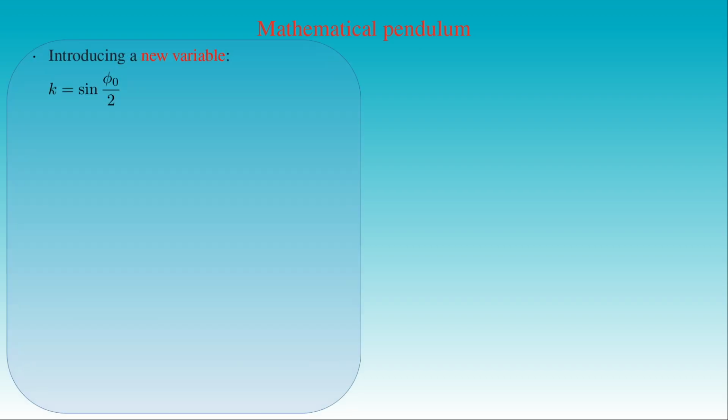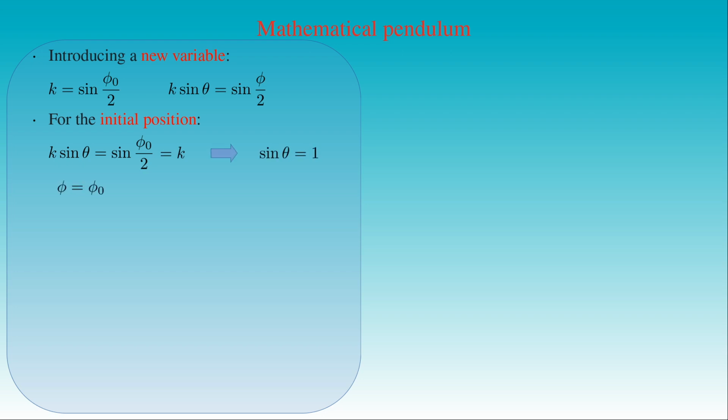Let us denote the sine of phi 0 over 2 by the letter k, and introduce the new variable theta with the condition k times sine theta is equal to the sine of phi over 2. In the initial position of the pendulum, where the angle phi is equal to phi 0, k times sine theta is equal to the sine of phi 0 over 2, which is equal to k by definition. Then sine theta must be equal to 1. As a result, in the initial position of the pendulum with the initial angle phi 0, the variable theta is equal to pi over 2.